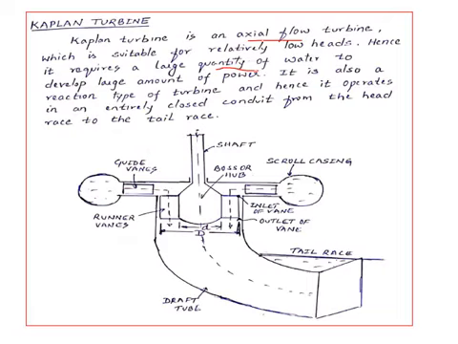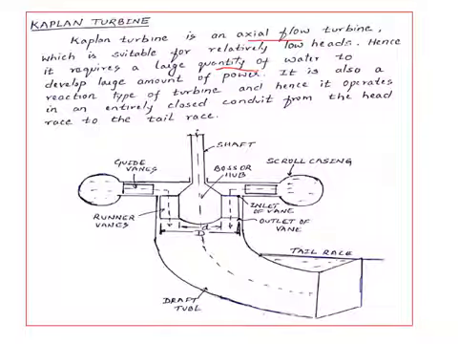It consists of the scroll casing, the guide vanes, the runner vanes, the boss or the hub, and finally the draft tube. Here capital D is the diameter of the runner, where small d is the diameter of the hub or the boss.